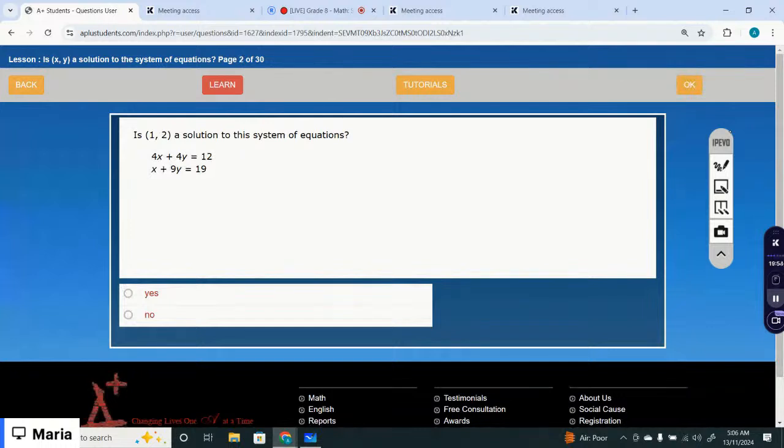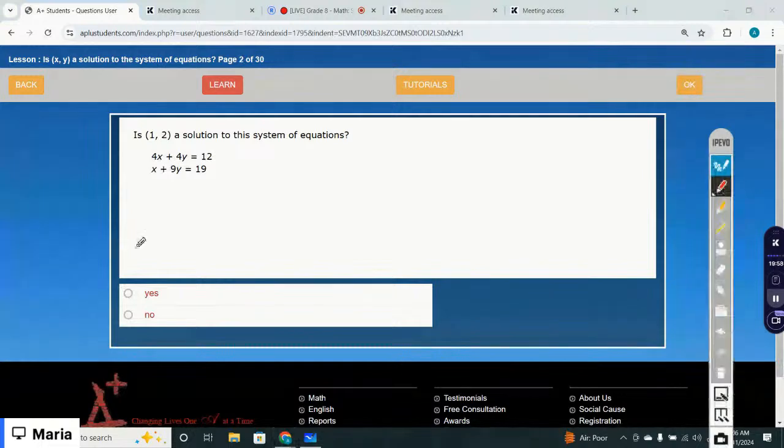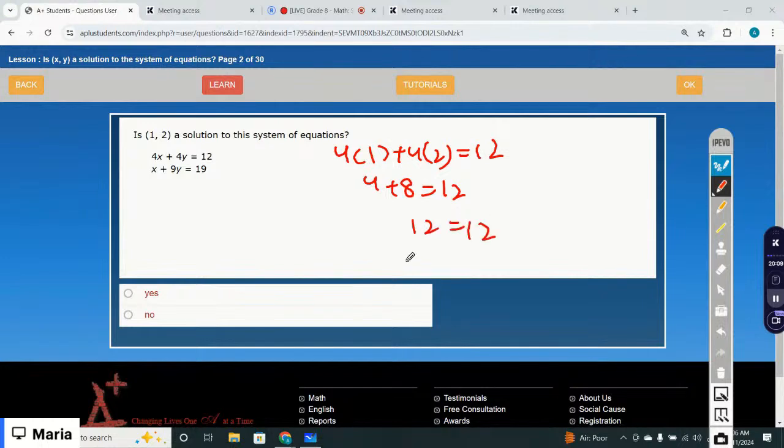Is (1, 2) a solution of this system of equations? So x is 1, y is 2, right? 4 times 1 plus 4 times 2 equals 12. 4 times 1 is 4, 4 times 2 is 8. So 12 is equal to 12, right? You just have to replace the x and y with the values. x is 1, I replaced x with 1. y is 2, so I replaced the variable y with 2, right? Then you just have to solve the equation. So 12 is equal to 12.